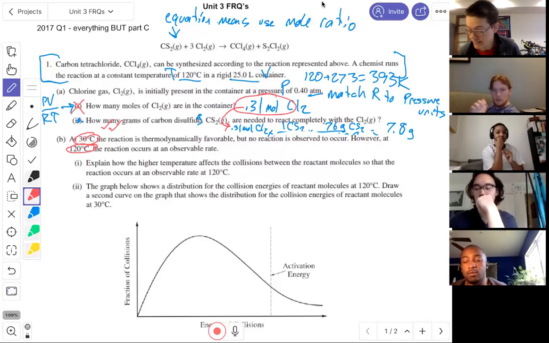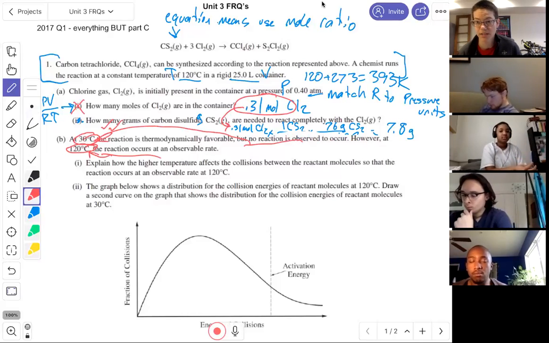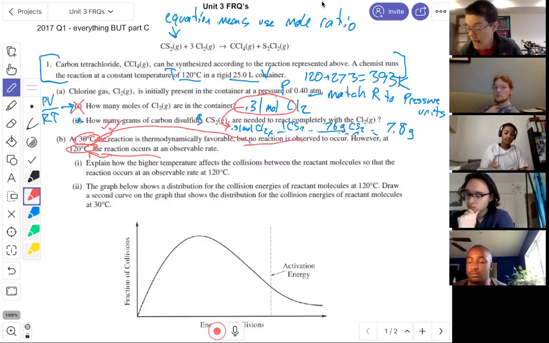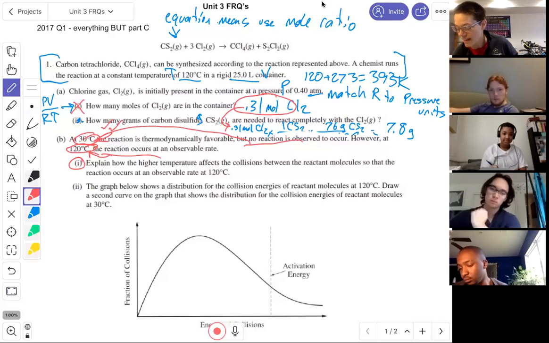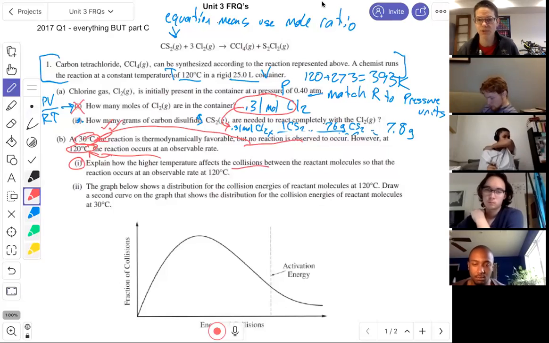For one, no reaction actually occurs, and for the other, the reaction occurs. So at 30 degrees, no reaction occurs, and at 120 degrees, the reaction happens. That should make logical sense that a reaction will happen at a higher temperature. And it says why. Explain how the higher temperature affects the collisions between the reactant molecules so that the reaction occurs at the 120. So think about, at a higher temperature, what does that mean for the motion and collision of your individual particles?